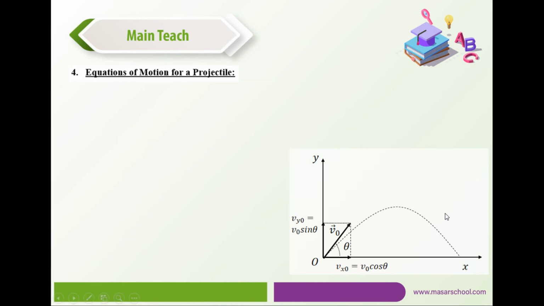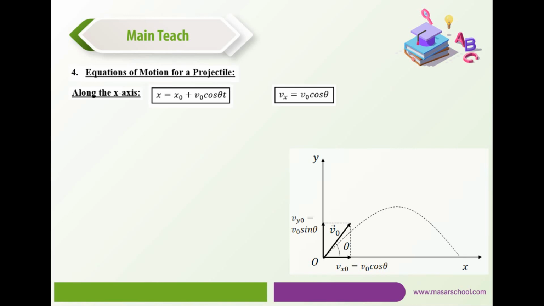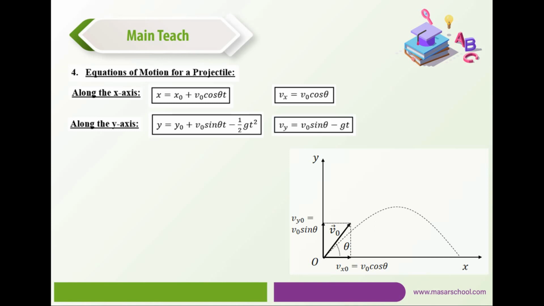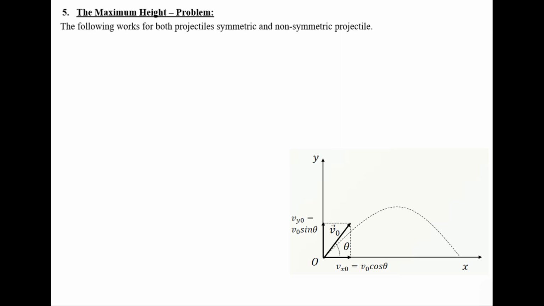And now by that we can summarize the results for a projectile motion in which the positive direction is chosen to be upward. Along the x-axis, x is x0 plus V0 cosine theta t, and Vx is V0 cosine theta. Along the y-axis, y is y0 plus V0 sine theta t minus half gt square, and Vy is V0 sine theta minus gt. Section 5, the maximum height problem.